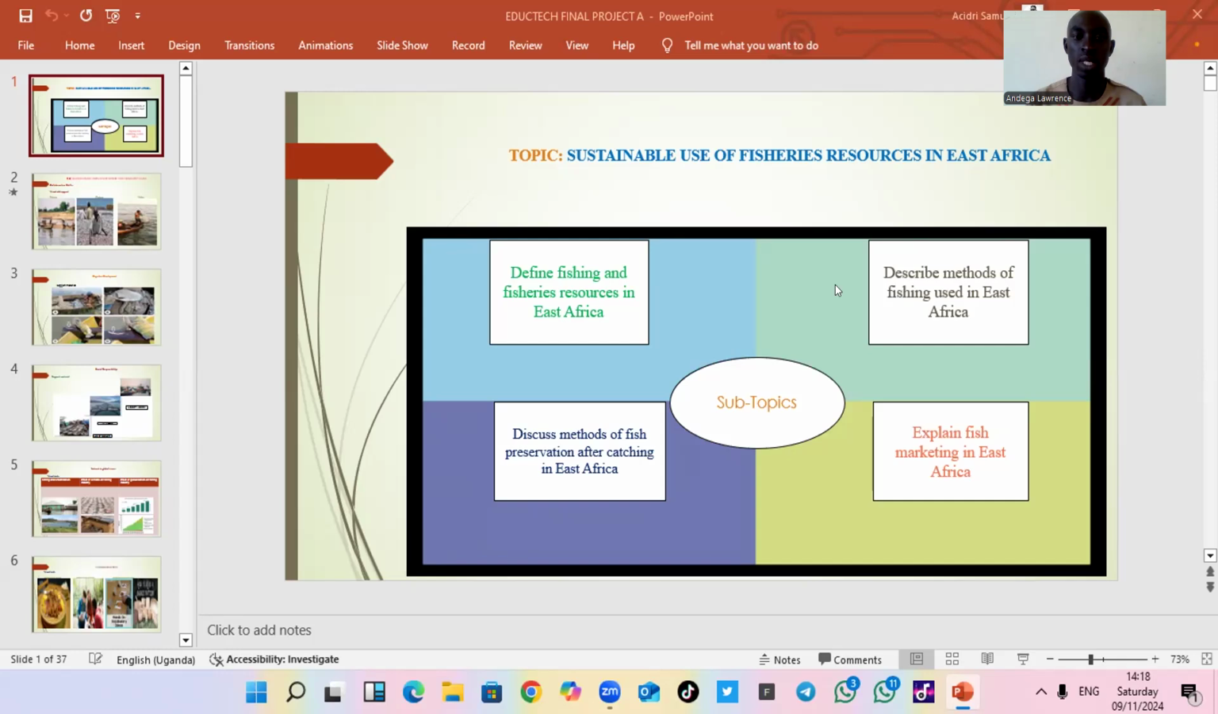Under this topic, sustainable use of fisheries resources in East Africa, we shall look at the definition of fishing and fisheries resources in East Africa. That is our first subtopic. We shall look at another subtopic, describing methods of fishing used in East Africa.